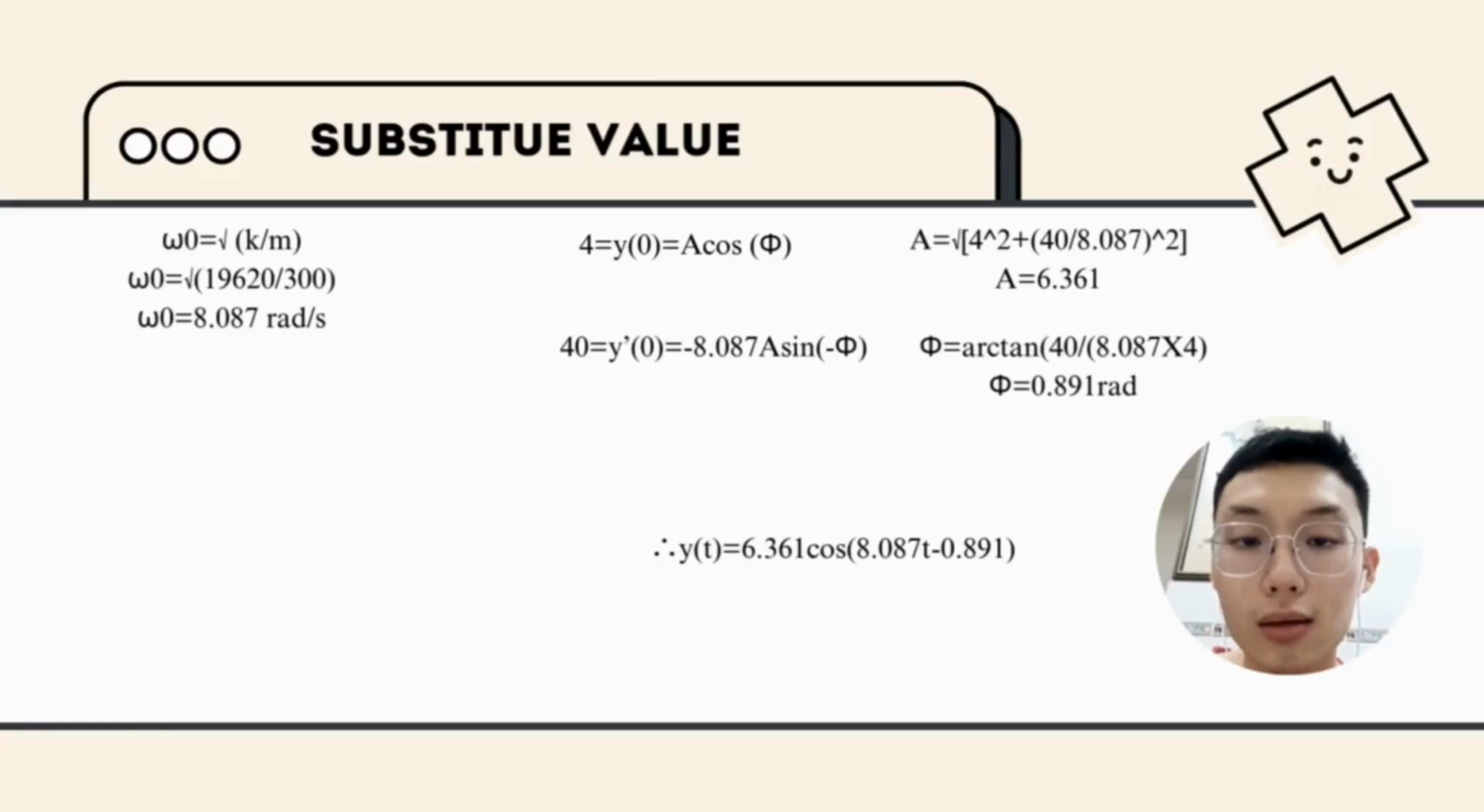The phase shift is 0.891 radians. Putting it all together, we will get the final equation that precisely describes this specific oscillation, which is y(t) equal to 6.361 cos(8.087t minus 0.891).